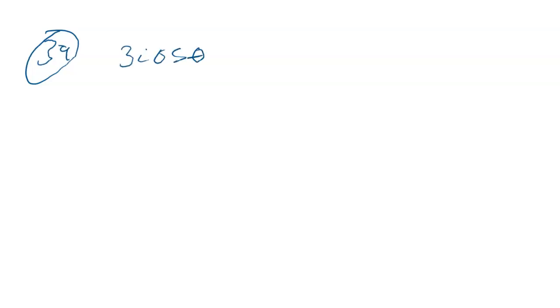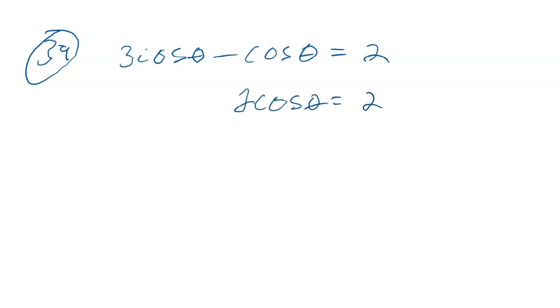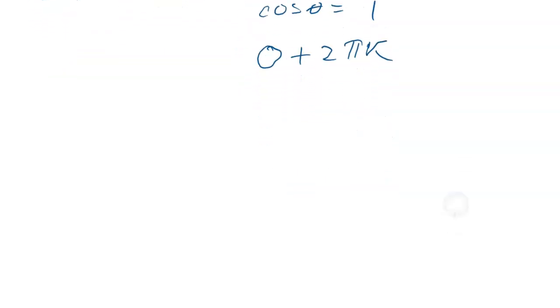3 cosine theta minus what? I don't know. I'm so confused. Is it a typo? If I have 3 apples and I subtract off an apple, I have 2 apples. So cosine theta equals 1. When is cosine theta equal to 1? Cosine theta equals 1 at 0 plus 2 pi k. Alrighty, on to 41.